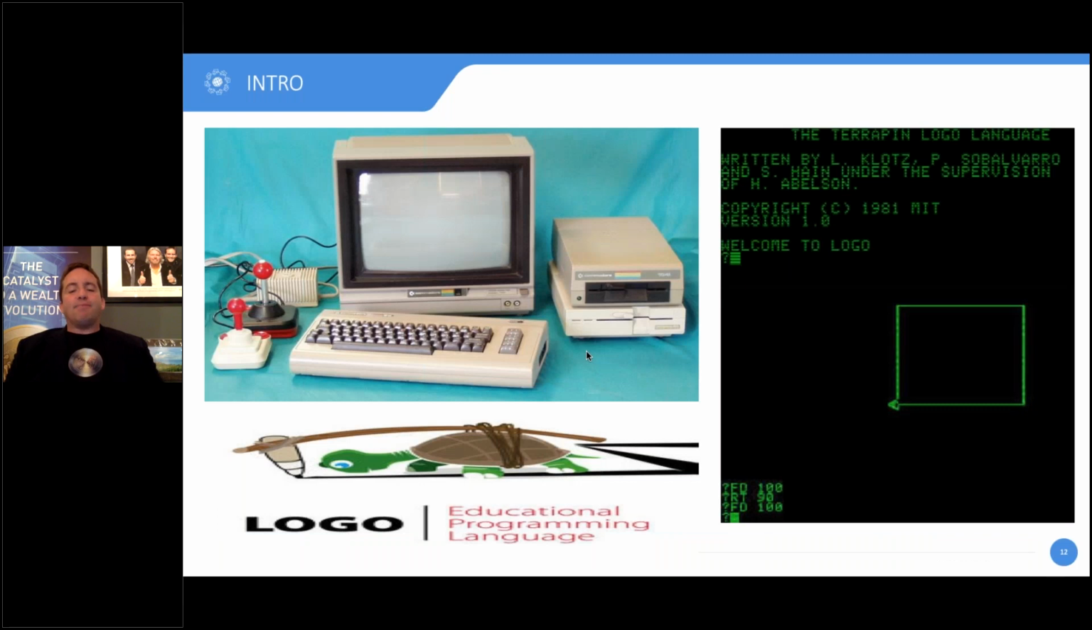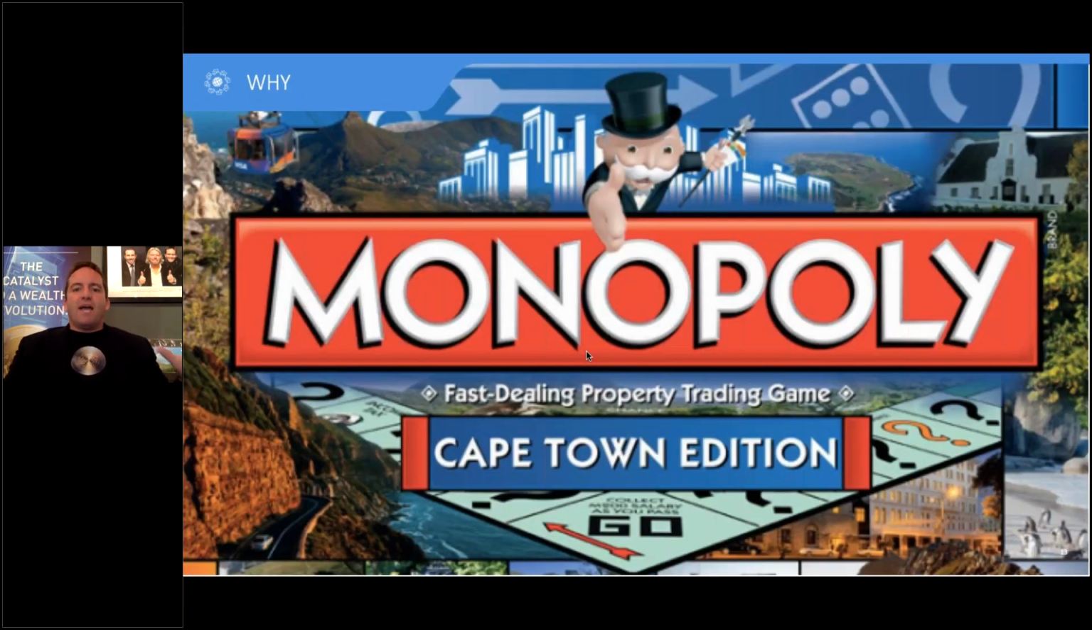At the age of 6, I absolutely loved computers. This was me programming on a Commodore 64 with a little turtle logo and learning to program and wanting to marry the two industries together between property and technology. I also loved the game of Monopoly. And like most people, to this day, I enjoy playing Monopoly. But I asked myself a question: why could we not turn the game of Monopoly into a real life game?